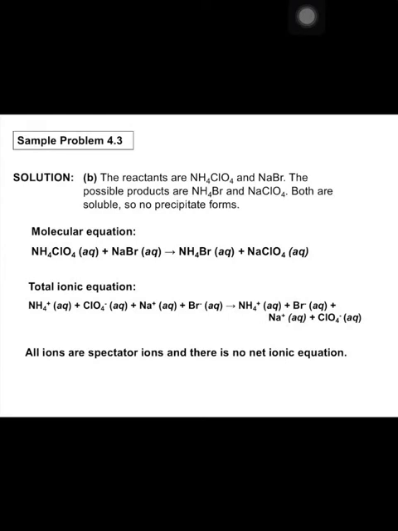Chemical substance that reacts with water to produce hydroxide ion. Okay, so yes, it's a chemical substance that ionizes in water. So there's a keyword there, water too. And it will produce OH minus ions.